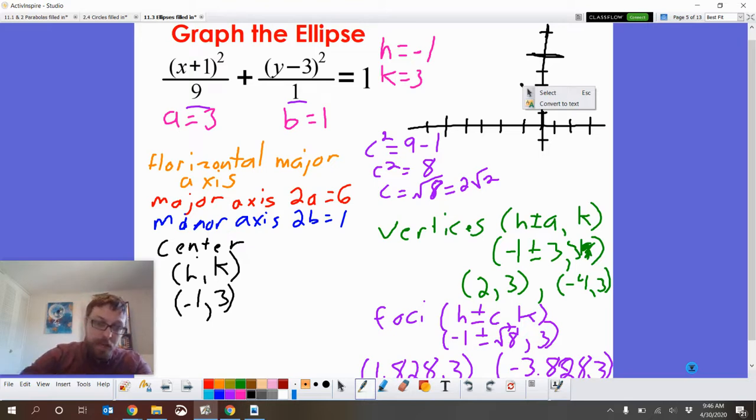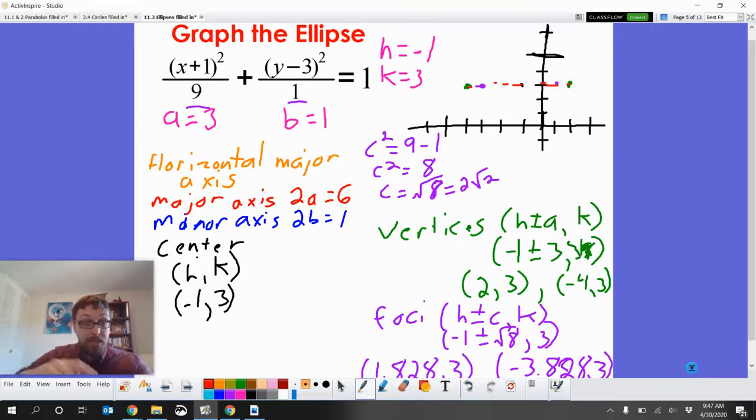Our vertices are at 2, 3. So we've got a vertex right here and one at -4, 3. So there we are. Our foci are just in a little bit from those two. That's going to happen pretty often. I know they're kind of decimal things, but again, I don't really need this to be exact. Now, all those points are on a nice straight line and they're 6 apart. So my major axis is looking good. That's the line that goes through all of these things.